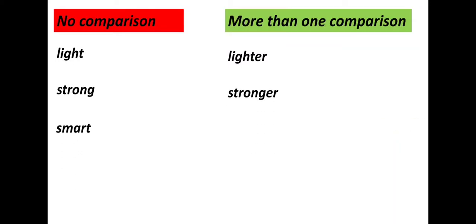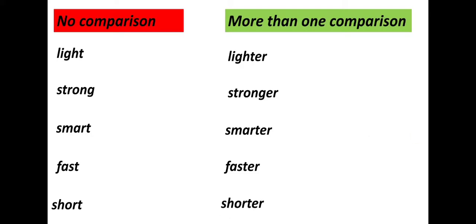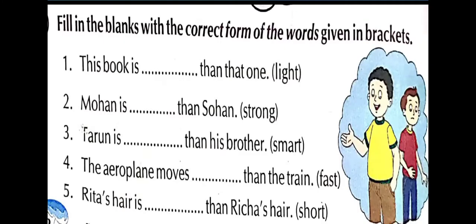Let's look at some of the adjectives for no comparison and more than one comparison. Light, lighter. Strong, stronger. Smart, smarter. Fast, faster. Short, shorter. Now let's look at this question from your textbook.